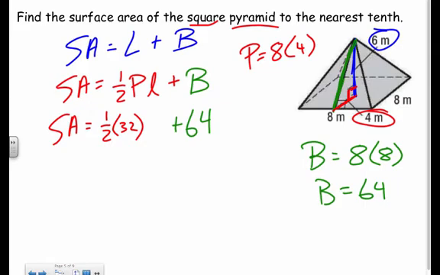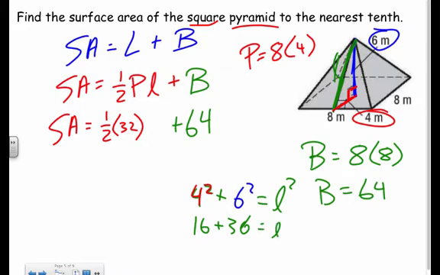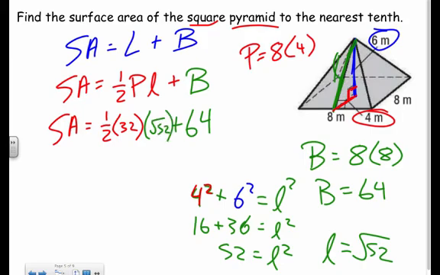So we got to take 4 squared plus 6 squared equals, it should be C, but I'm going to call it L, so L squared. So we're taking 4 squared plus 6 squared, the 2 legs, equals L squared, or C squared, whatever variable. I'm using L for slant height. So we got 16 plus 36 equals L squared. So we have 52. So L is the square root of 52. We could just leave it as the square root of 52. That'd be fine. When I type it in my calculator, that'll be more exact. So I'm going to put the square root of 52 for the slant height.